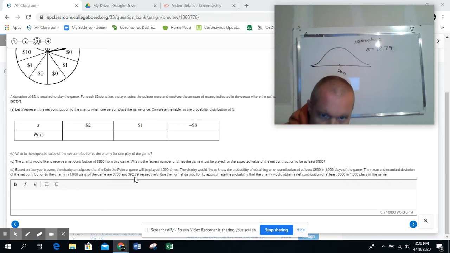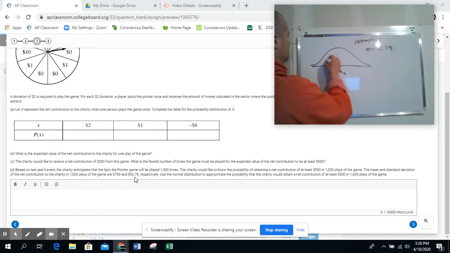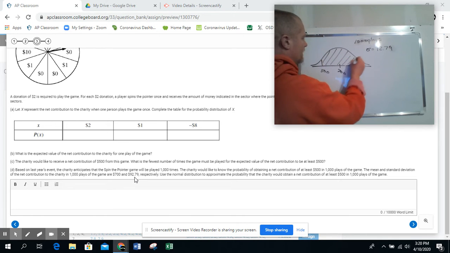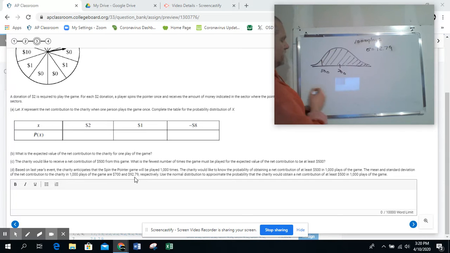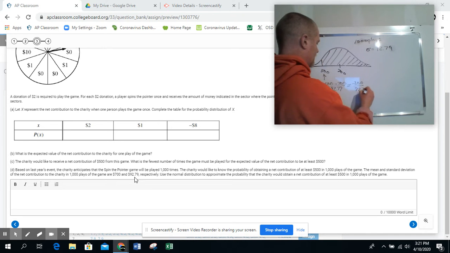And then it says, use the normal distribution to approximate the probability of the charity obtaining a net contribution of at least $500 in 1,000 plays of the game. So $500 would be somewhere over here, way on the low side, and at least 500 would be this probability. So I would draw this picture to help you out. Now I've got to figure out what that z-score is. That z-score is 500 minus 700 divided by 92.79, which is equal to negative 200 divided by 92.79.